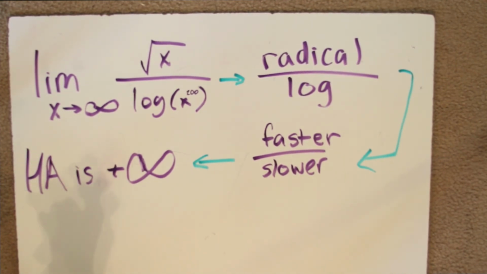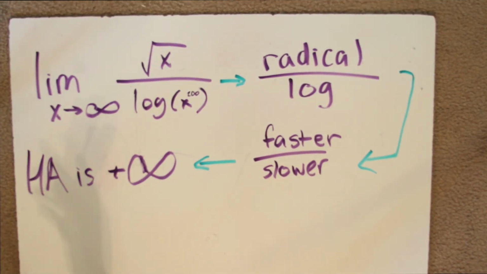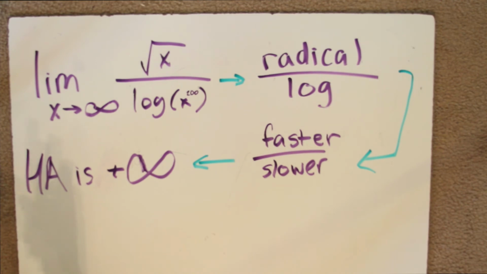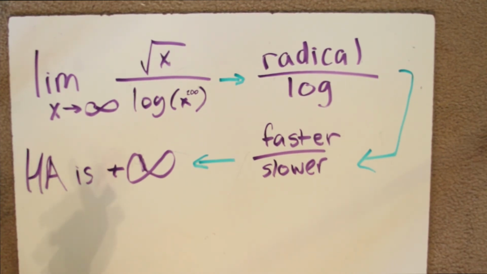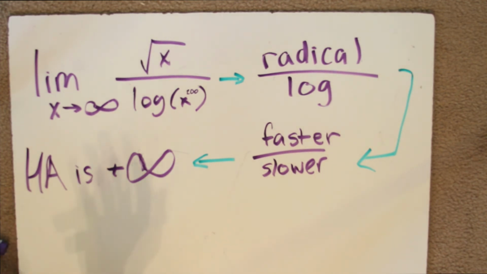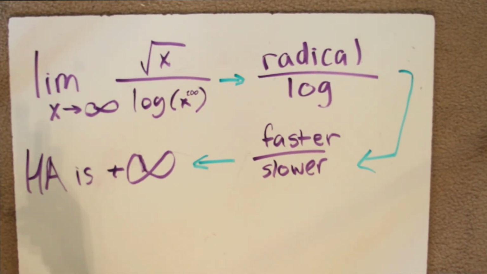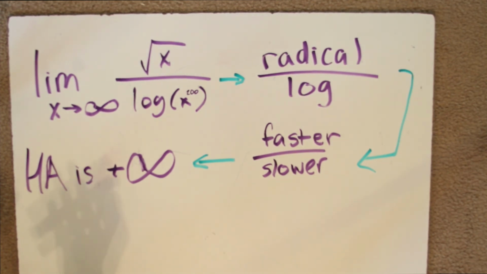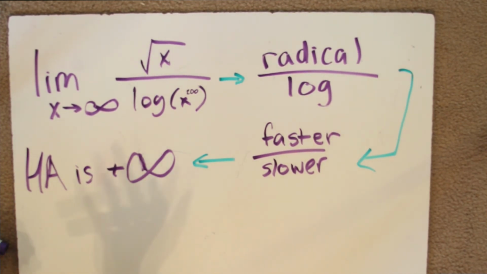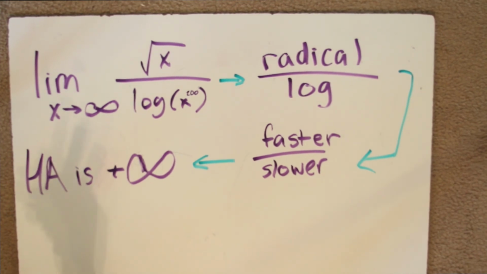Well, because there's a radical on the top and a log on the bottom, and I know that radicals increase faster than a log does as it approaches positive infinity, that means that there's not going to be a horizontal asymptote, and it's just going to increase until it reaches positive infinity. So because the numerator increases faster than the denominator, it will approach either positive infinity or negative infinity based on the sign.